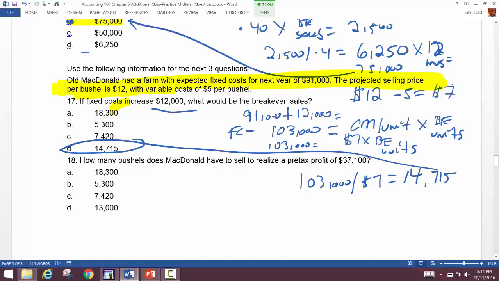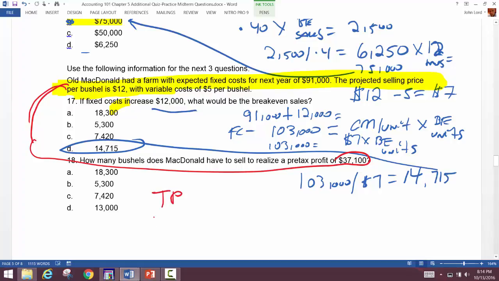Okay, so what happens? We're sitting here and they're going to keep that same set of facts. And now we're going to just change up what? The situation where we're adding the target profit here of 37,100. Okay, so who wants to set this one up?